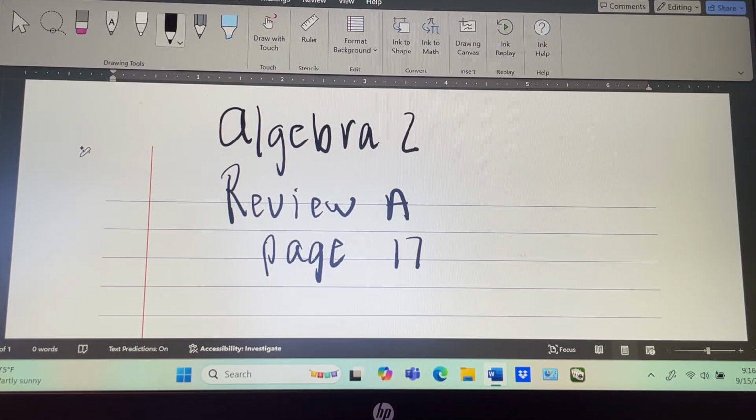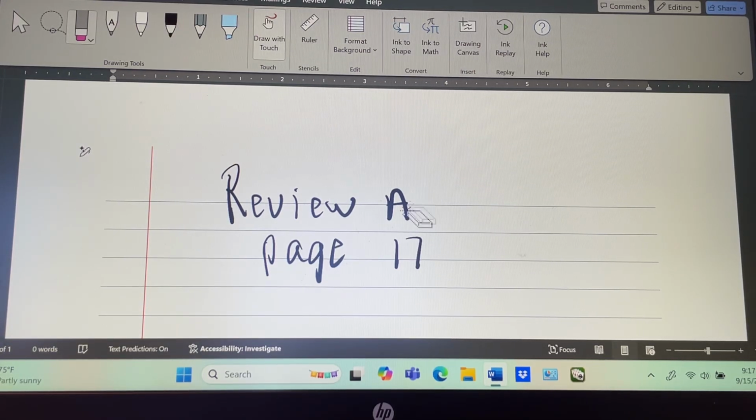This is the review lesson A on page 17 for the PCAL Christian School Algebra 2 class. Hopefully working through these problems will help you a little bit before you move on to the next lesson. So if you will get your books out and look at page 17, we'll start with number 1, which is a review of the very first lesson that we did that gave some of you nightmares, I think.